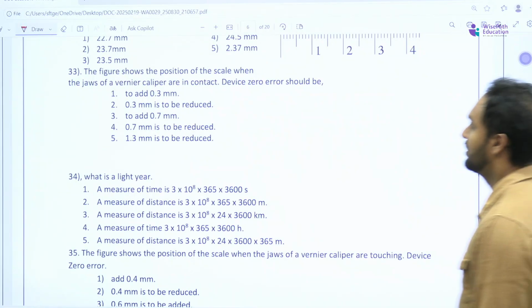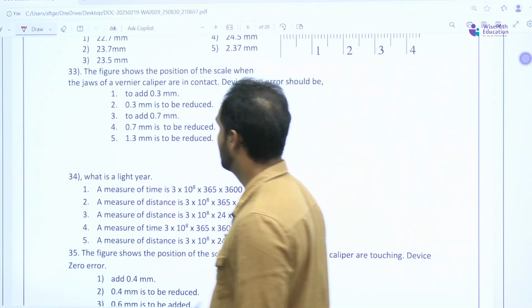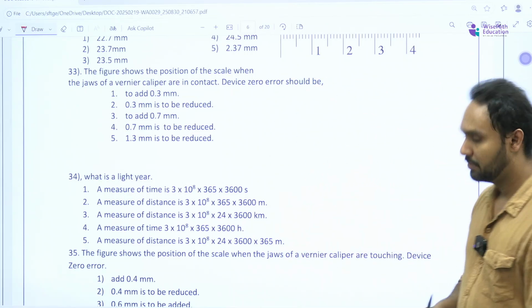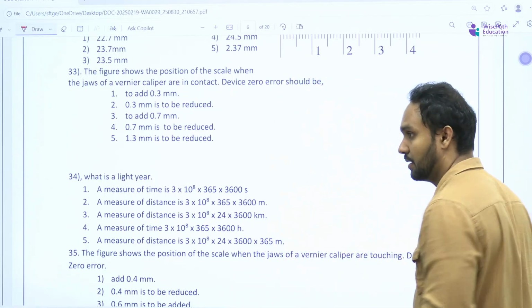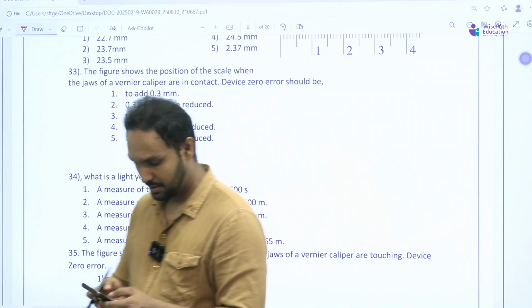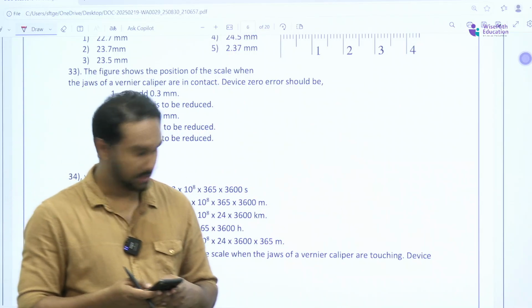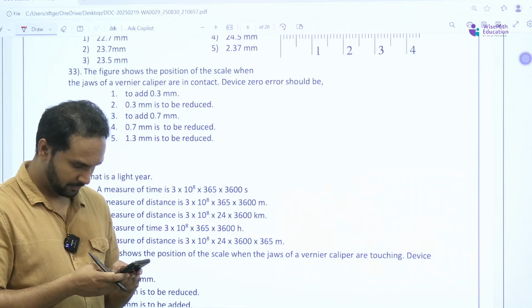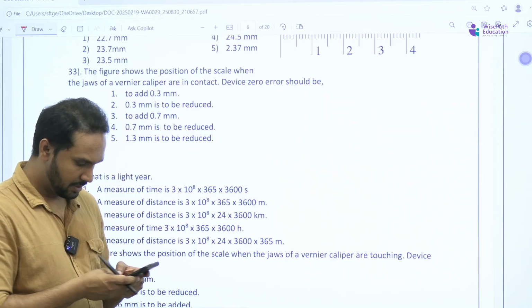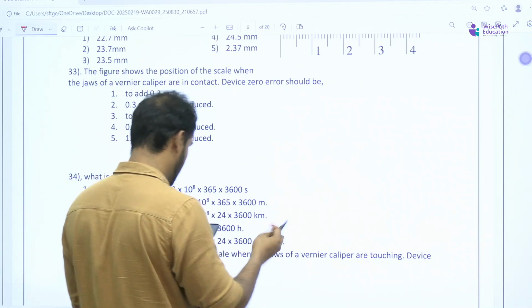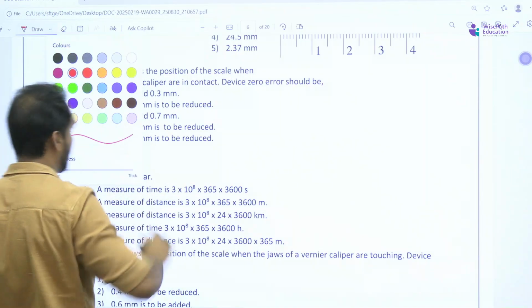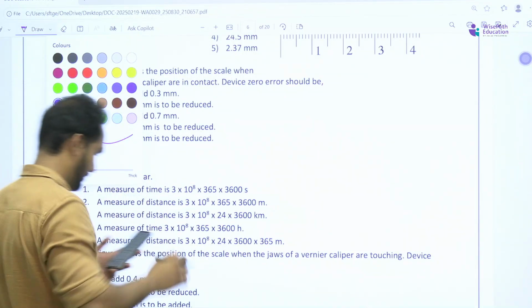The figure shows the position of the scale when the jaws of a vernier caliper are in contact. The zero error should be, now they're asking for the zero error, right? So I'm going to draw the diagram. That is question number 33. Now this is the diagram. Now draw it with me. Right, this will be the diagram.